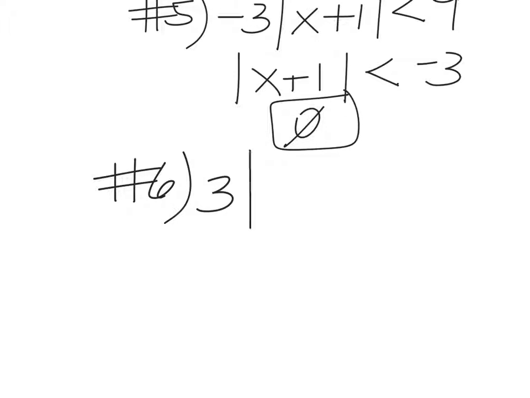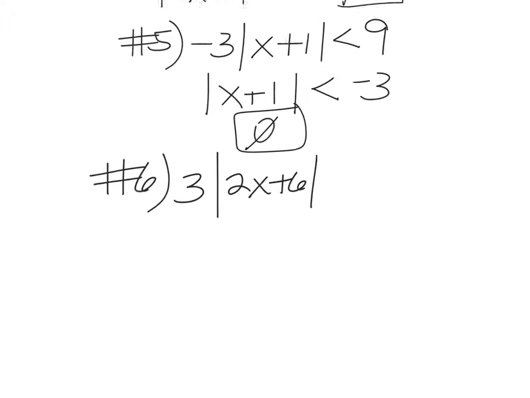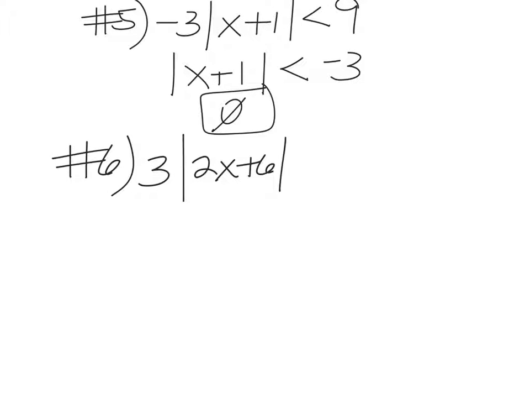3 times the absolute value of 2x plus 6 minus 9 is less than or equal to 15. All right, here we go. So just like when you solved your absolute value equations last night, do you remember how you had to get all the stuff around the absolute value over to the other side? Same thing here. Okay, so what's our first step in this problem? What are we going to do first?